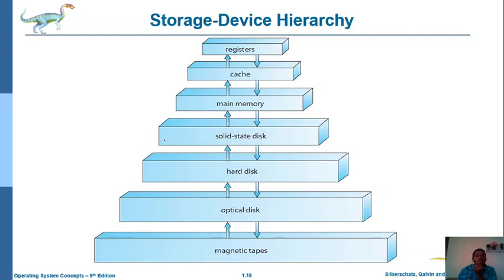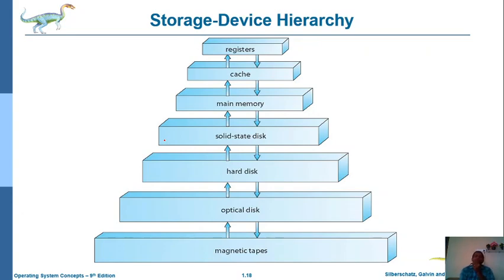In this, from top to bottom, the memory size increases. That means, compared to register memory, cache memory size is higher. Compared to cache memory, main memory size is higher. Compared to main memory, SSD size is higher. Compared to SSD, hard disk size is higher. Compared to hard disk, optical disk is higher. Compared to optical disk, magnetic tape is higher.